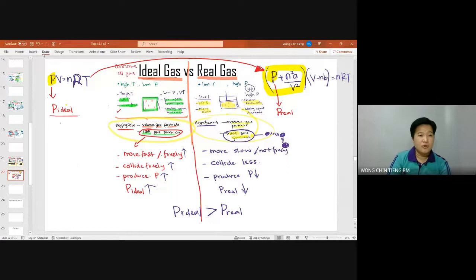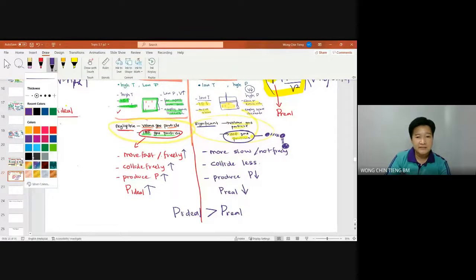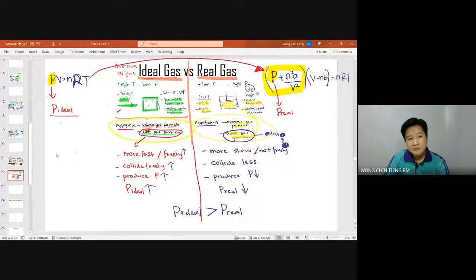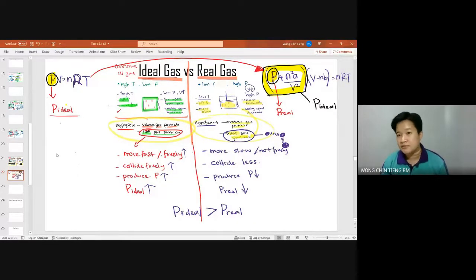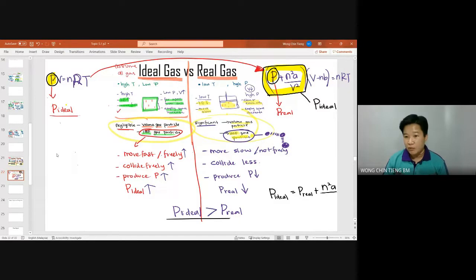Okay. So, next thing that I want you to look at is this. Over here. Kalau pressure ni adalah pressure ideal, pressure dalam adalah pressure real, guys, this whole thing yang saya kuningkan ni, this whole thing should be equals to the pressure ideal. Sebab apa dia kena sama dengan pressure ideal? Sayang, dia datang daripada ideal gas. Betul? So we come to a conclusion from here. The P ideal must be equals to the P real plus with the n²a over V².